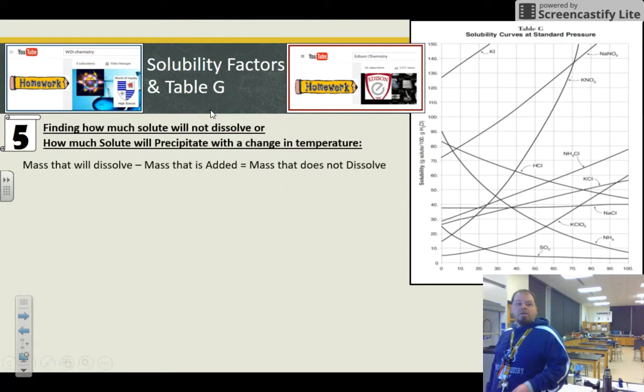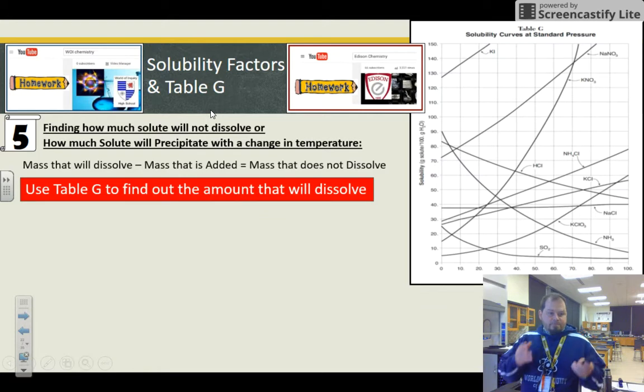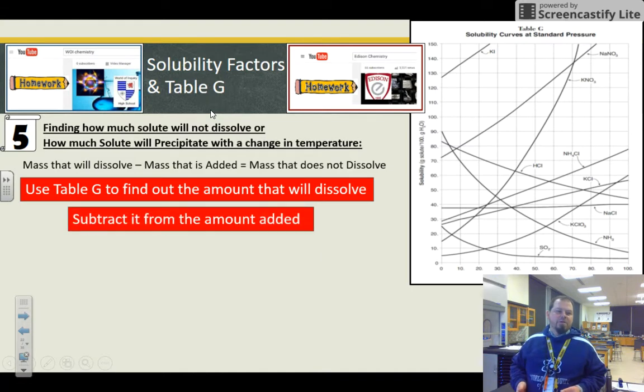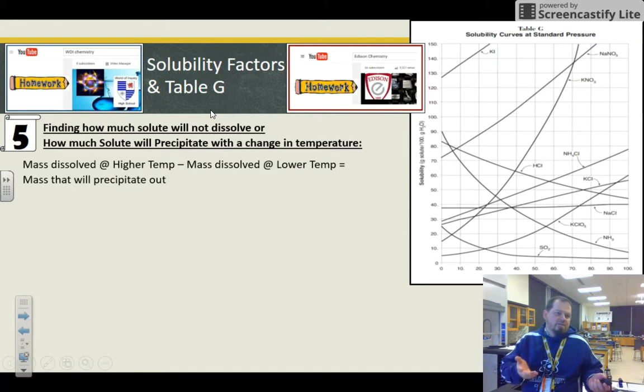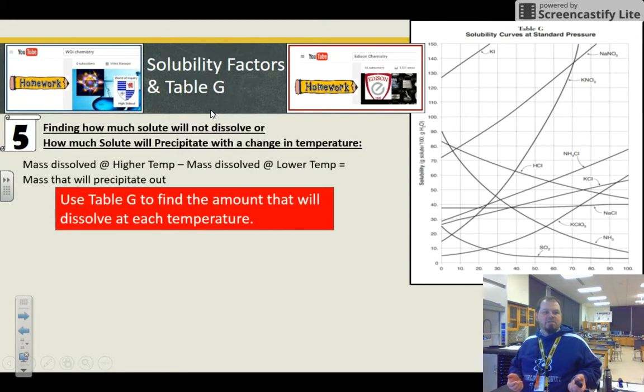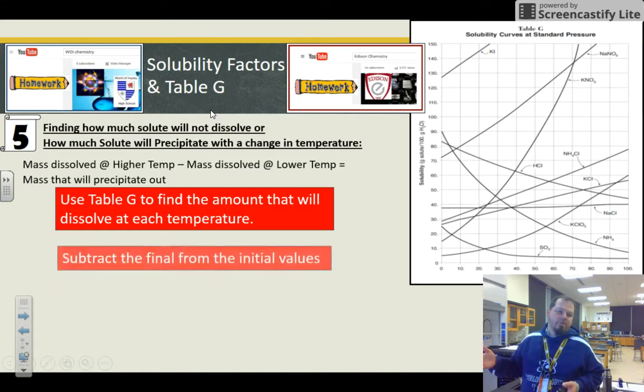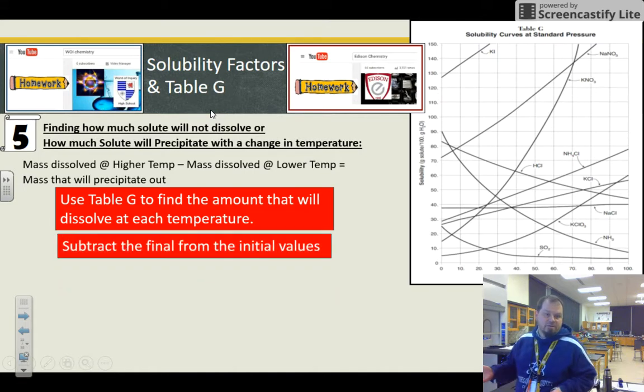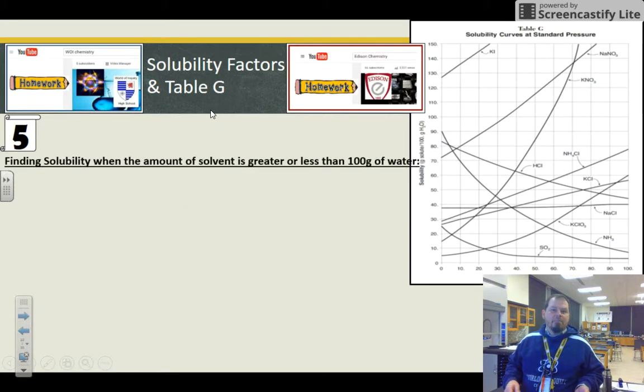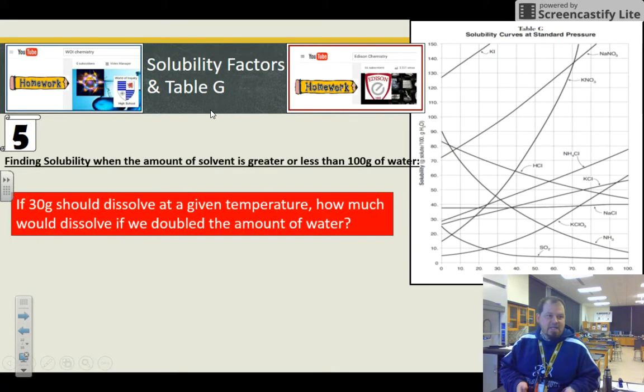Here we go. Rules. For finding how much will dissolve or won't dissolve, or how much a change in temperature will precipitate, I just need to look these things up on table G, first of all. So use table G, find out the amount that will dissolve at that temperature. If it changes, subtract. It's going to happen every time. So here's another example. Mass dissolved versus mass at the high temp versus low temp. You got 2 temperatures, find out the 2 different grams, subtract the final from the initial values, and boom, we're off to the races. I'm going fast because I got to go fast.